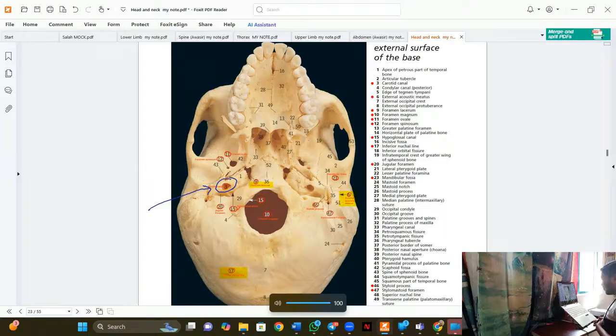6. And I studied also very less. Maybe last 3 months I didn't read. Where is 6? 6 is external acoustic meatus. Here it would be here. But external acoustic meatus we have seen just behind the styloid process.